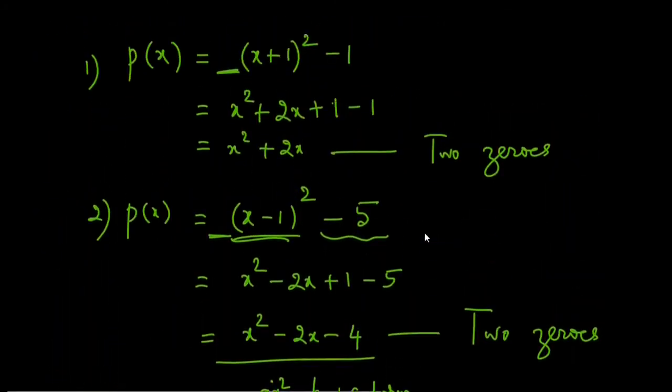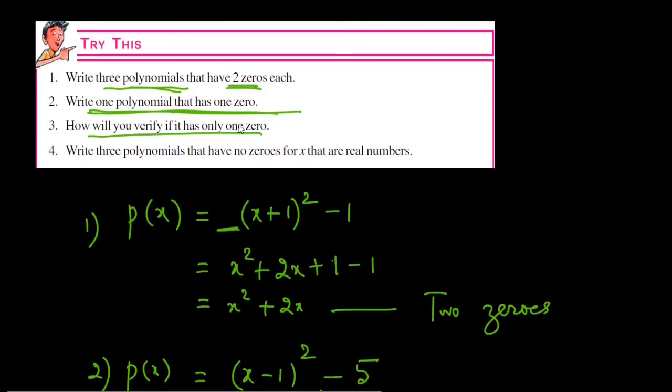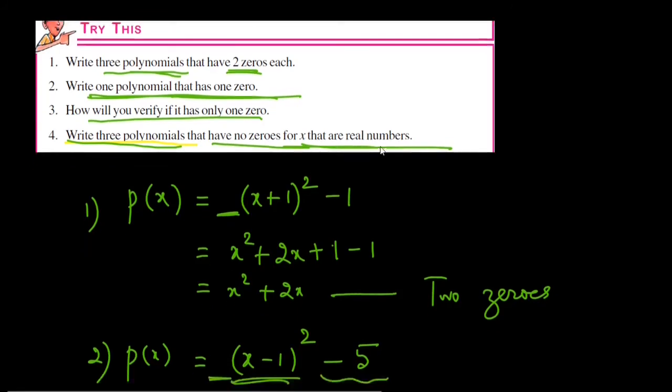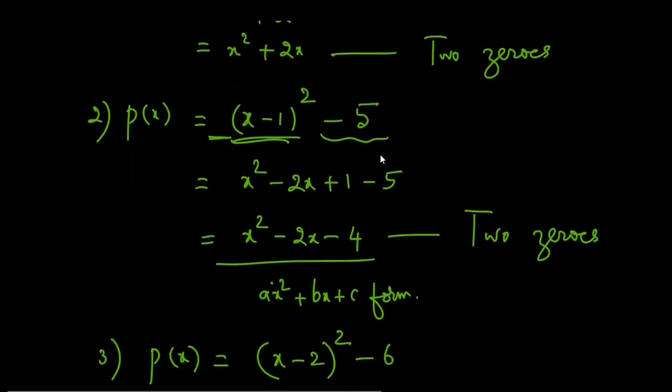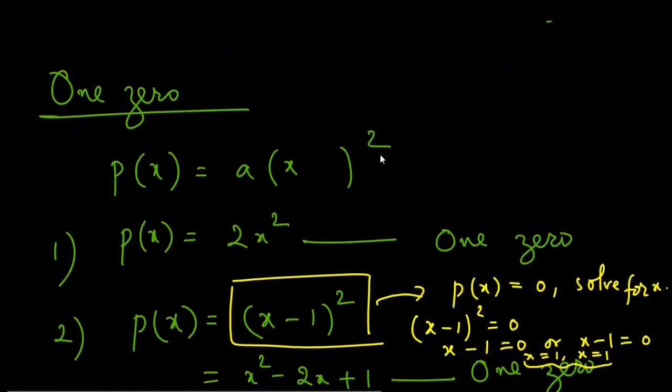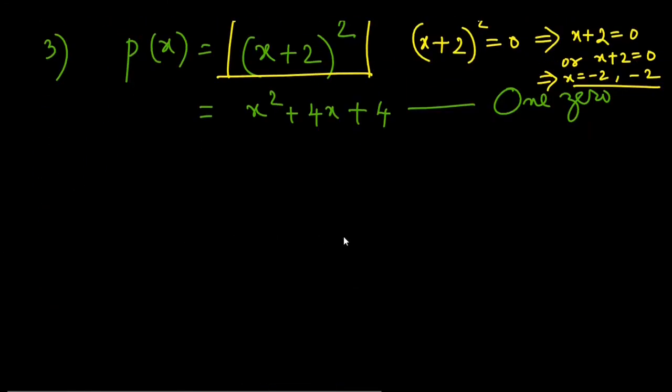Let us take another question here. Write three polynomials. Write some polynomials that have no zeros for x that are real numbers. So there are no real zeros. How can we write some examples of polynomials that have no real zeros?